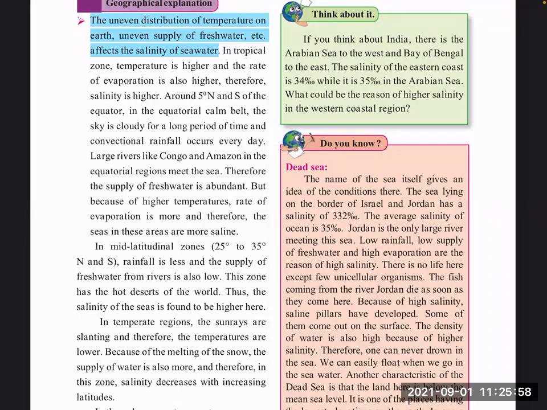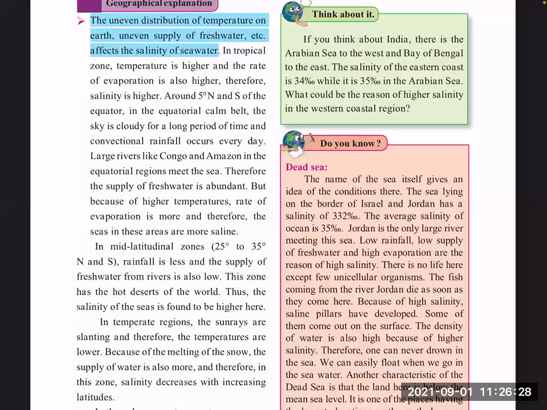But because of the higher temperature, the rate of evaporation is more, and therefore the sea in these areas is more saline. In mid-latitude zones, away from the equator, 25 to 35 degrees north and south, rainfall is less because there is more desertification. Mid-latitude is the desertification zone.